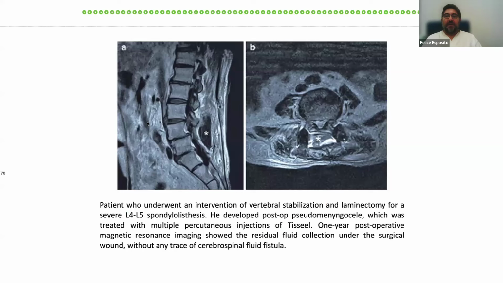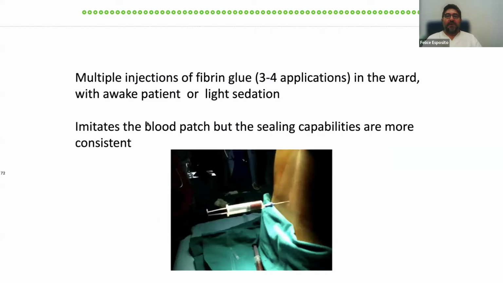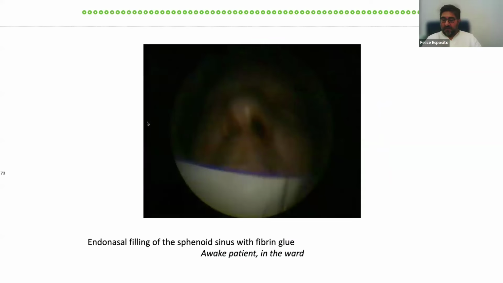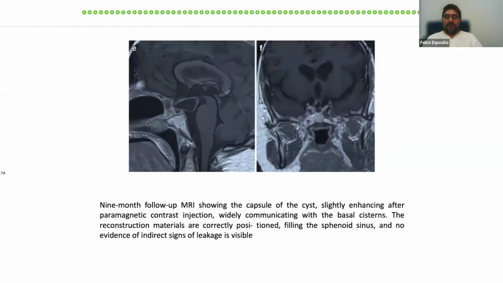like in this case. All these are cases in which we stopped the leakage by injecting fibrin glue in the epidural space, and of course in endoscopic surgery. The video will not play, but no problem, because Diego will go over these aspects. And most of the times, in case of minor leaks, in minor problems, we may avoid a second operation.